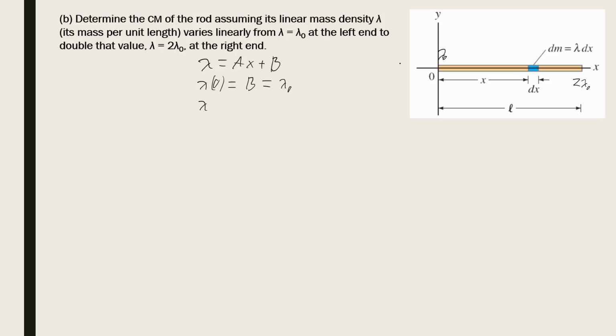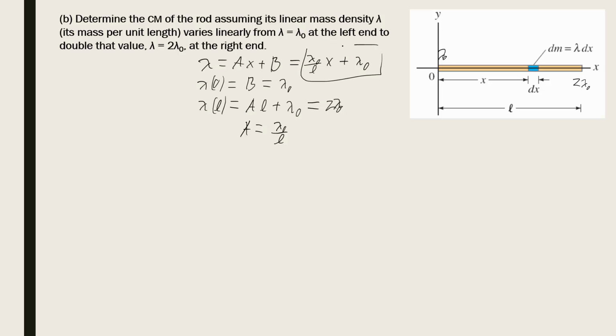And then lambda at L, which is going to give you a times L plus b, which we just found out was lambda naught. That we said has got to equal 2 lambda naught. So now we can solve for a. That lambda goes over there, and then you divide the L over, and so you get a equals lambda naught over L, so that makes our equation for lambda: lambda naught over L times x plus lambda naught.